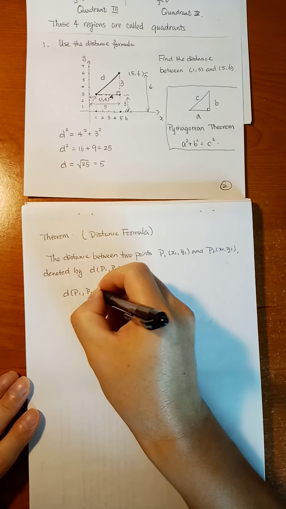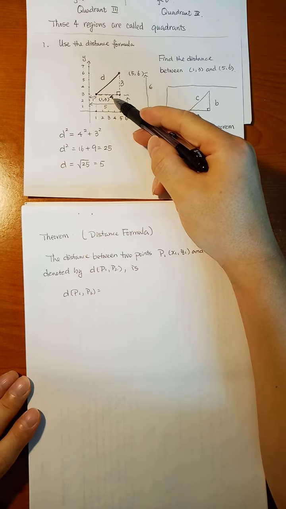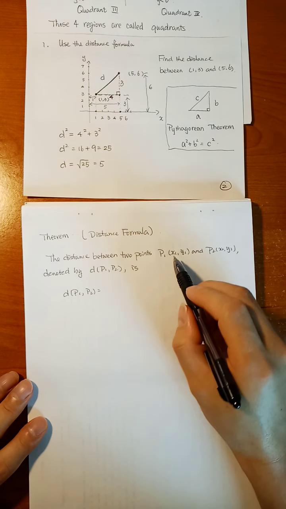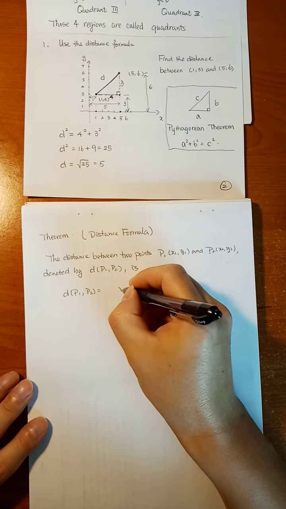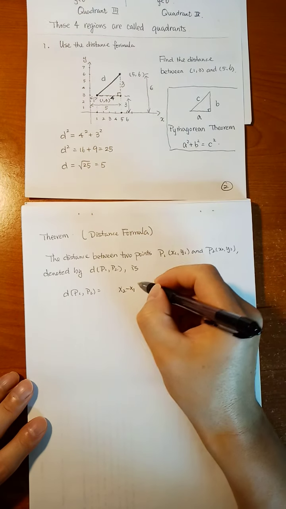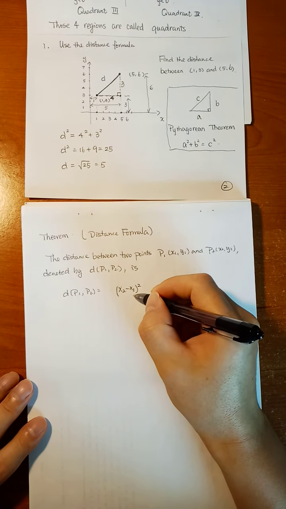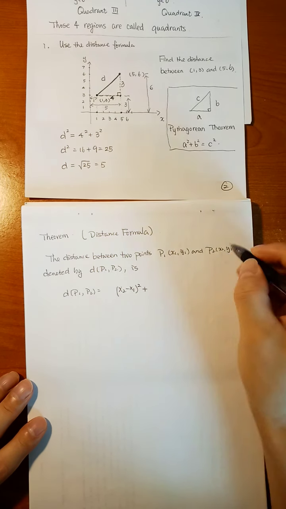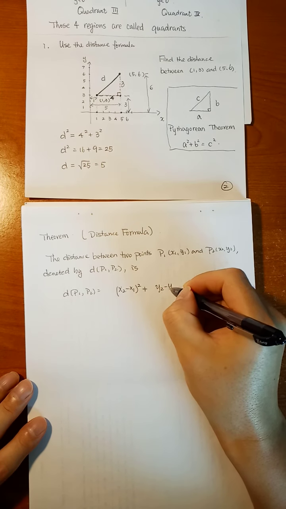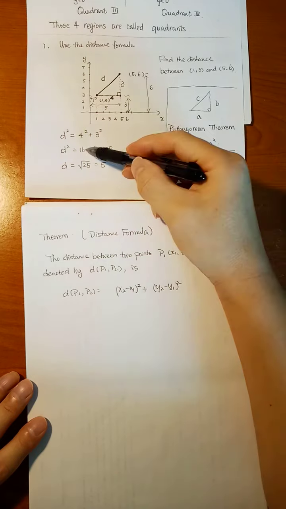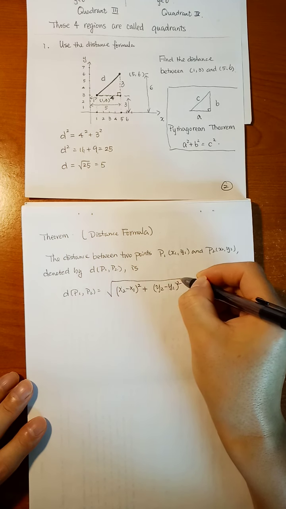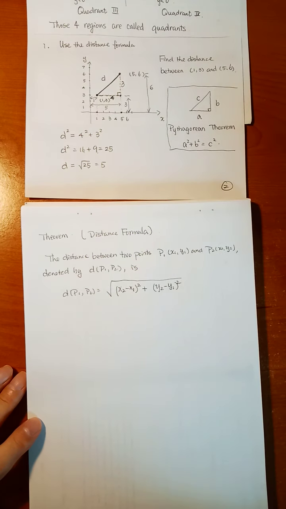The distance between P1, P2 is, okay, so how do we get this 4? We use 5 minus 1. 5 is the x-coordinate of the second point. 1 is the x-coordinate of the first point. So we get difference 4, and in the formula we square it. This is a square of the side of the right angle. And then we get 3. It's 6 minus 3. So it's y2 minus y1 squared. So that's 16 plus 9. And then you take the square root. Okay, so that's a distance formula.